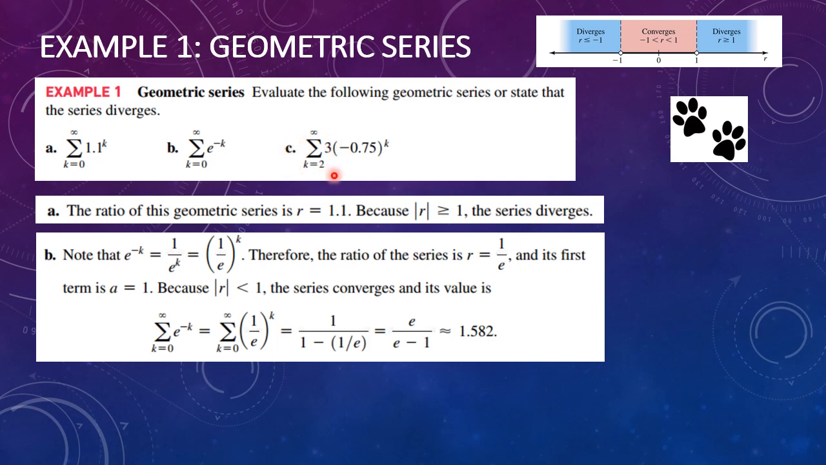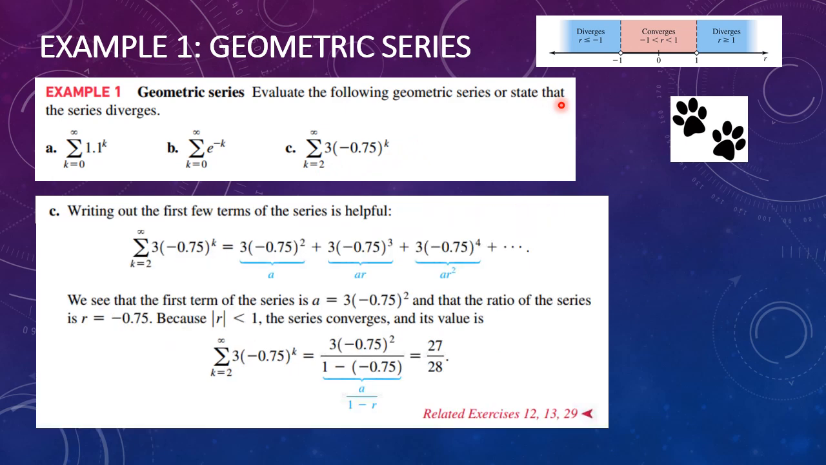And since this sum starts at k equals 2, then our a is going to be 3 times negative 0.75 squared. And so this is math teachers throwing you a little wrench in a problem. So indeed, r is a fraction between negative 1 and 1, but in this problem you have to figure out the value of a, and remember a is always the first term in the geometric sum, and the first term is going to be when k equals 2.